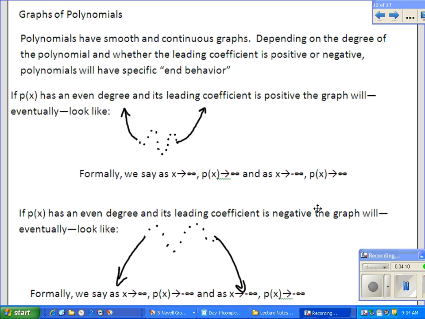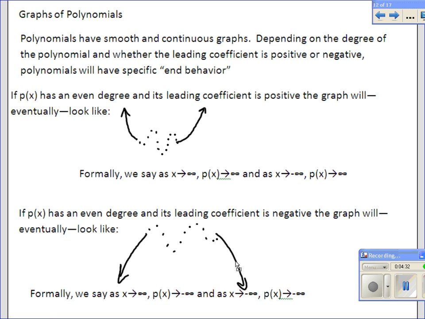Now, if p of x has an even degree, but its leading coefficient is negative, the graph's going to flip over and will eventually look like this, decreasing to the right and decreasing to the left. And formally, we say as x approaches infinity, so that's x going off here to the right, p of x, the y values go down towards negative infinity. And then as x approaches negative infinity, as x goes off here to the left, p of x also approaches negative infinity, so it's decreasing here to the left.